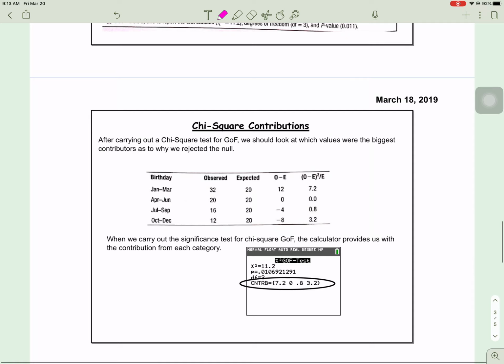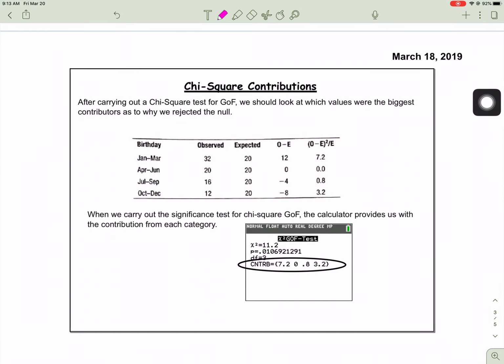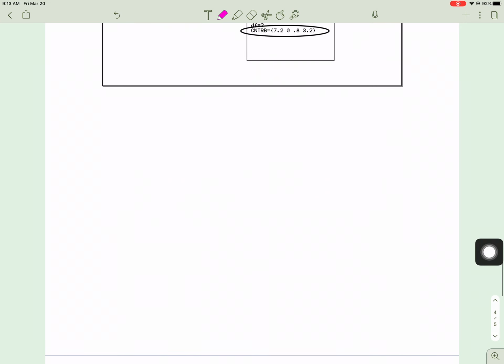Here's another problem. Same problem, actually. It's just showing you everything again. This is the contributions. We already talked about that.